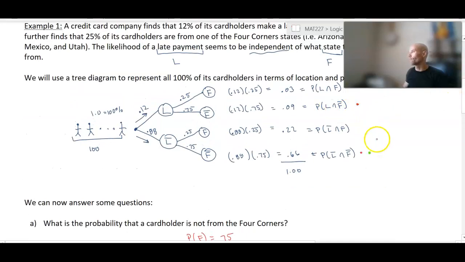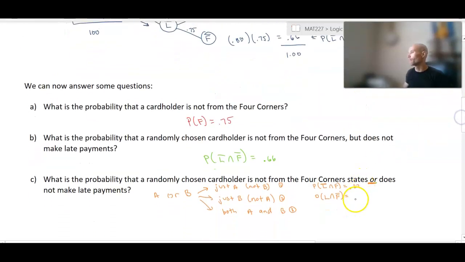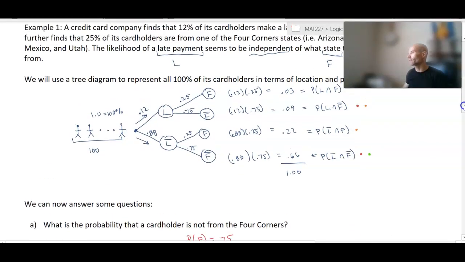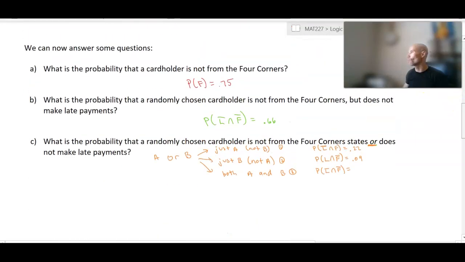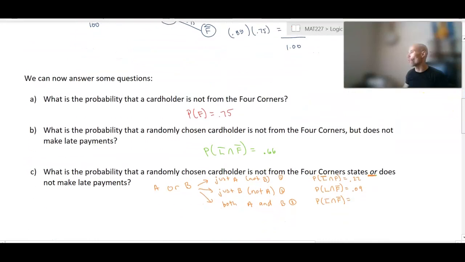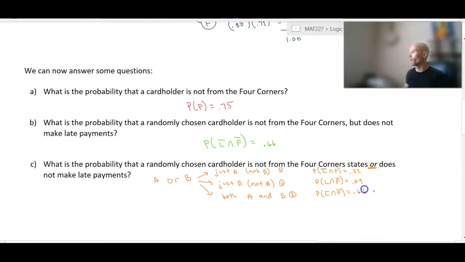That's going to be our, so we said 0.22 is part of it, and also these 0.09 are part of it. Late payers not from the Four Corners, 0.09. And lastly, who are both of these things, so they are both not late payers and they are not from the Four Corners. Again, we can just grab that from our table, and that's going to be that 0.66. So all the ones in orange are all the people who qualify as being in one group or the other group, again, allowing for the possibility of both.